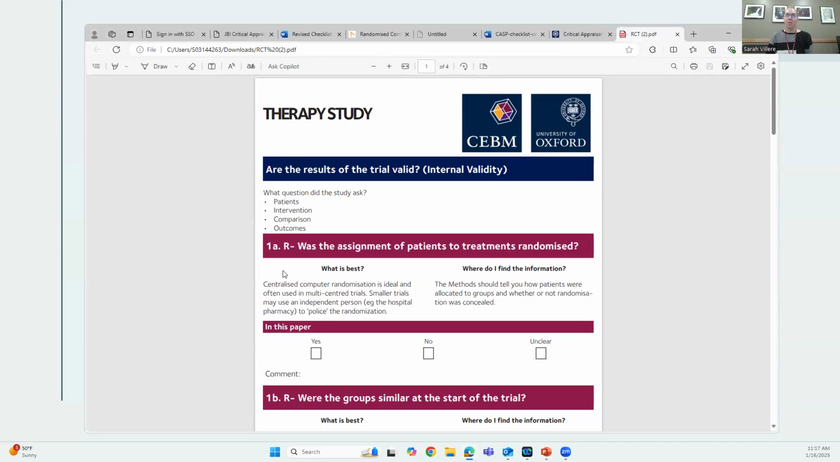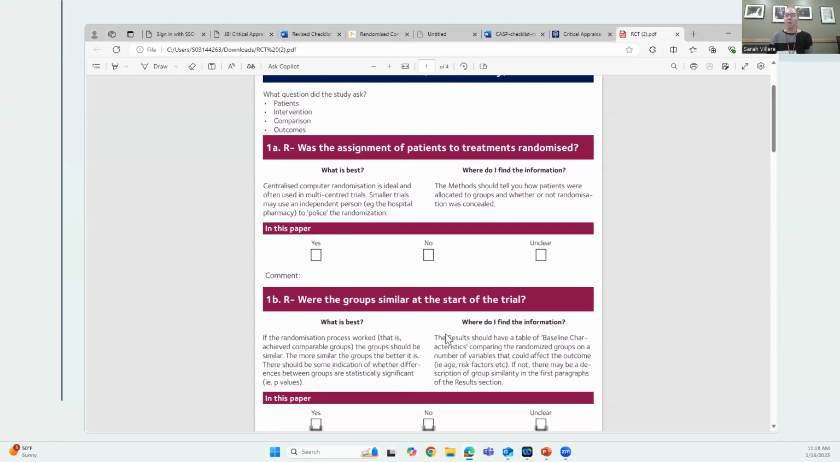So they also have directly under their questions a little guidelines for you as you're going through the articles. So they're going to tell you what is an ideal answer to this. So what is the best way that this study could be set up for the assignment of patients to treatments? Randomized. Okay. They're also going to tell you explicitly where you can find the information. So then you can click yes, no, or unclear as you're going through.